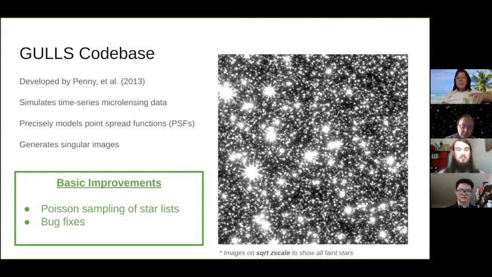I started off with some basic improvements, such as improving the statistical sampling of the star list that we use to generate these synthetic images. So if you look here, I've enhanced the view to reveal all the stars in the image, even the faint ones. And while these are real stars from real catalogs, the positions are totally synthetic.